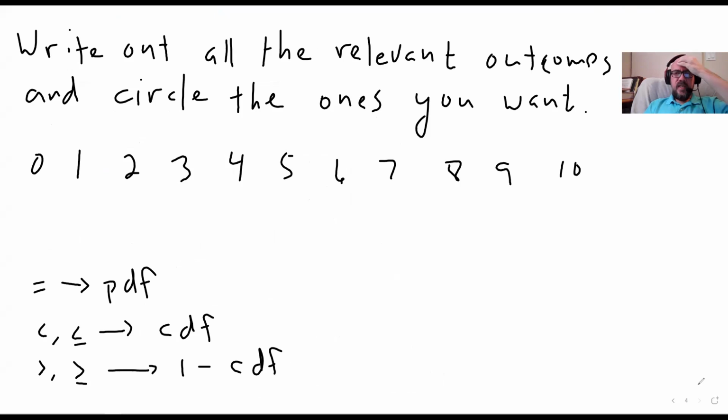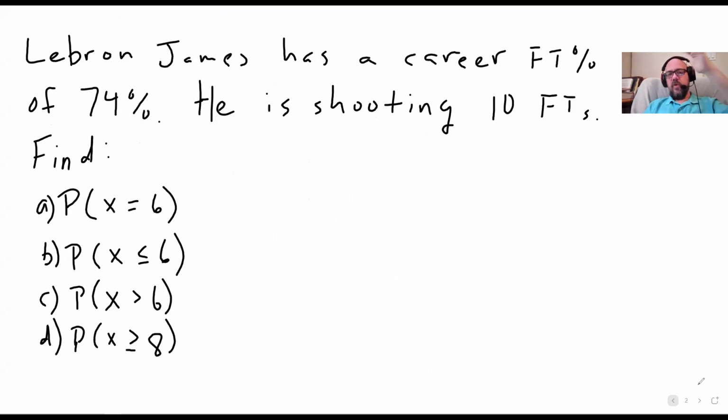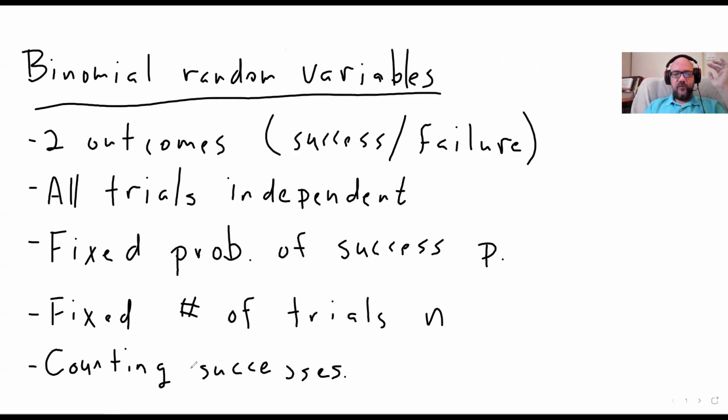So here's the basic idea. The way you want to think of this is that CDF means less than or equal to. Before I go any further, let's do example A. So this is just equals, right? It's not an inequality, so it's an equals. So I'm going to use PDF, and I'm going to use binomial PDF because I know this is a binomial random variable because of all the things I mentioned before. All of this stuff is true here, so I've got a binomial random variable.